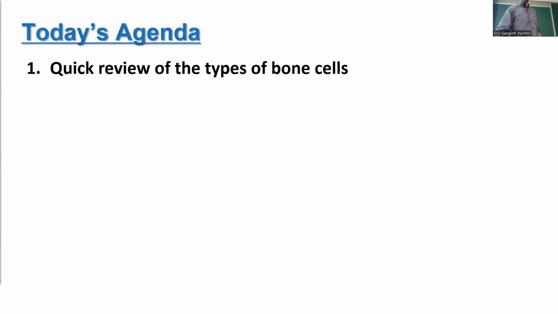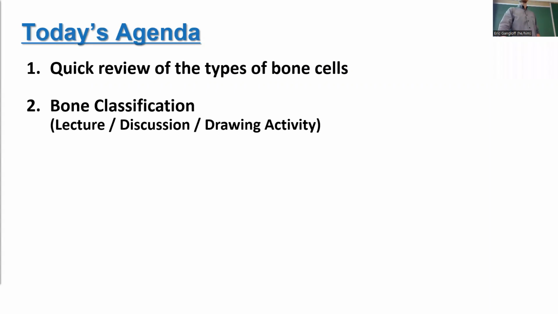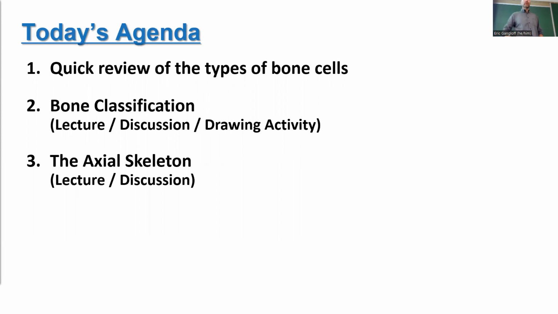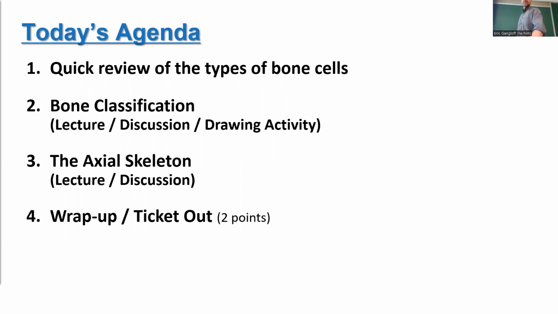So today's agenda, we're going to start off with a quick review of the types of bone cells. We'll get into bone classification. I have a drawing activity for you as usual. We'll talk about the axial skeleton, and then we'll wrap things up with a ticket out. And it is Friday, so you get your Friday Venn diagram. Today's is very breakfast oriented. You'll see what I mean.